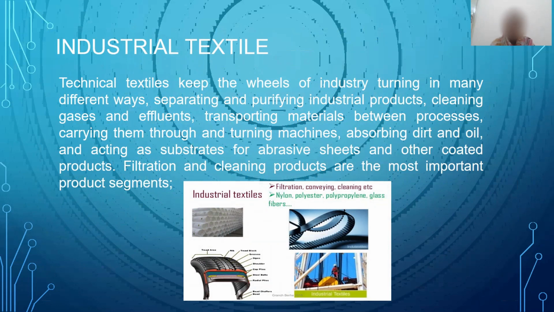Among all these processes in the industries, filtration and cleaning products are the most important product segments, as it is primarily concerned with the design, production, and distribution of yarn, cloth, or clothing. The raw material may be natural or synthetic. As I told, about the filtration process, this is the process in which any textile material used can be filtered, and the filtered textile material is called the filter media.